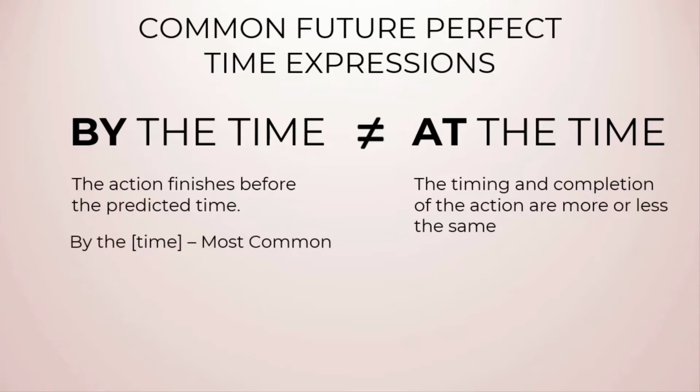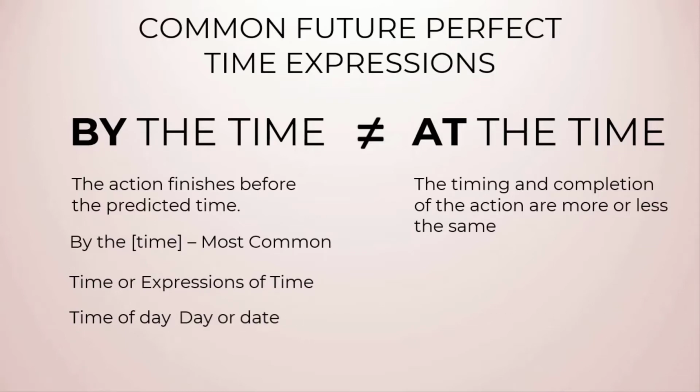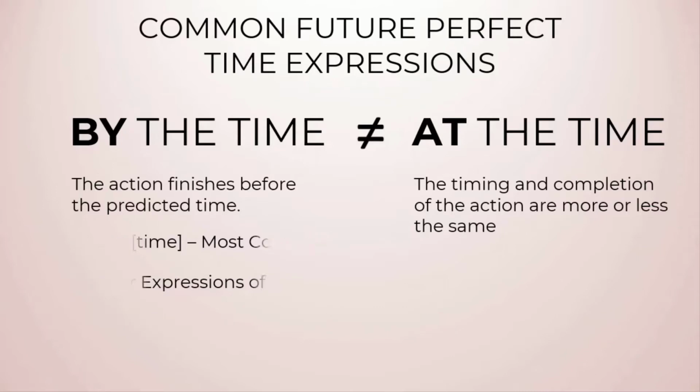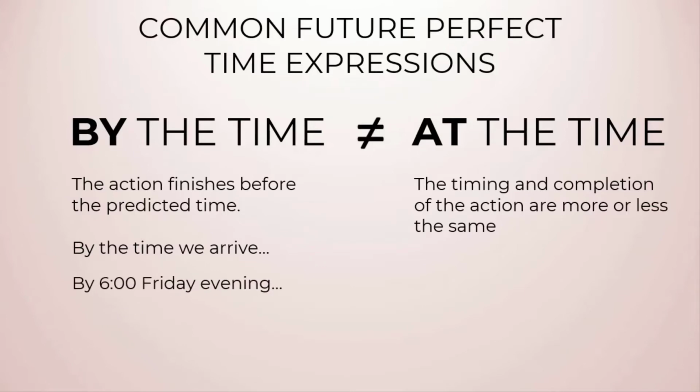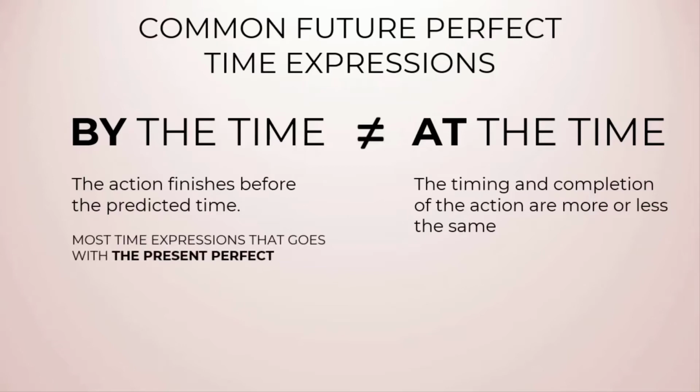And I should also say that the word time has variations. For example, you could be referencing a specific time, a specific day, or date, month, year, time of year. For example, by the time we arrive, by 6 o'clock Friday evening, by next Thursday, by spring. By the time is by far the most common time expression. Yet there are others that go with the future perfect too. These are mostly perfect expressions that are often used with the present perfect, such as before, just, and already.